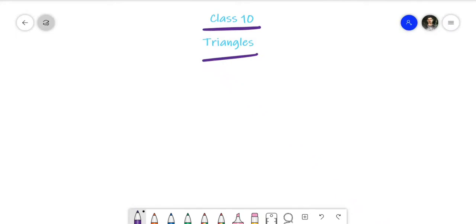Hey everyone, welcome back to the class, and today we will learn about the basic proportionality theorem. In short, we can say BPT, and we can say this is theorem 1.